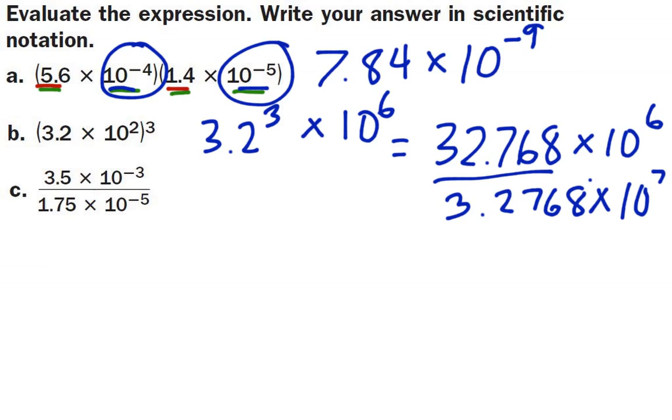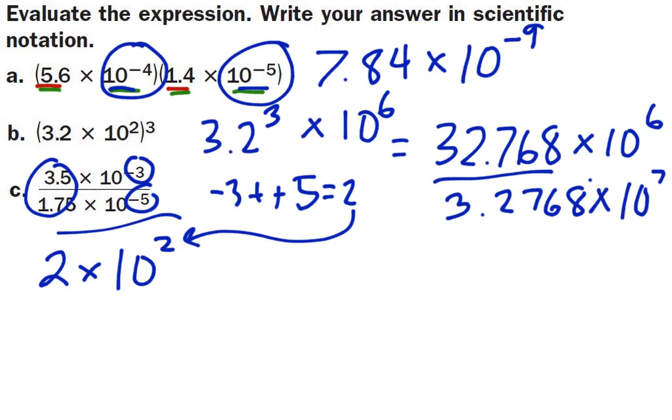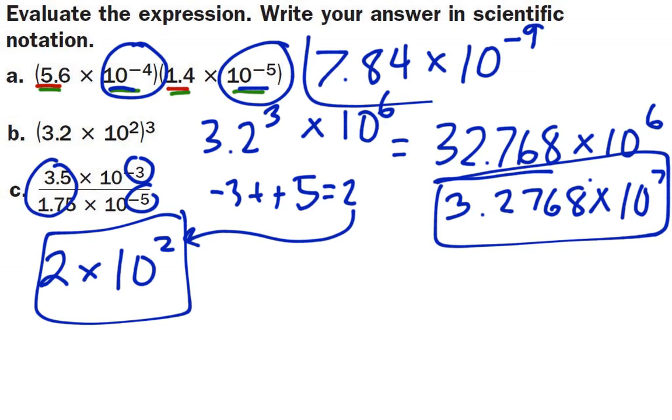Okay, last example where I'm doing a division. 3.5 divided by 1.75 is just the whole number 2, so that simplifies to a 2 times, and then I use the property that says top exponent minus bottom exponent, well, negative 3 minus negative 5 really is negative 3 plus 5, so that's going to be a times 10 to the positive 2 power, because this would equal the 2 here. And so that's my answer on that one. Here's my answer for B. Here's my answer for A.